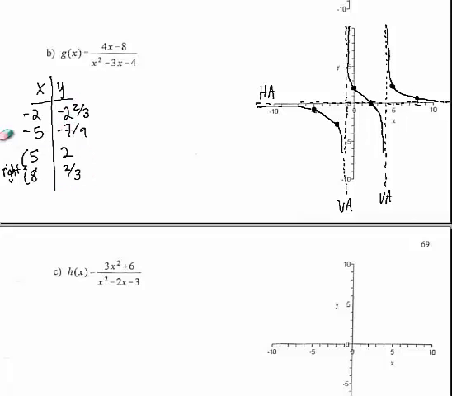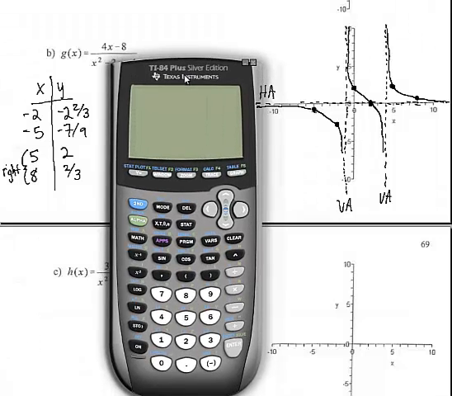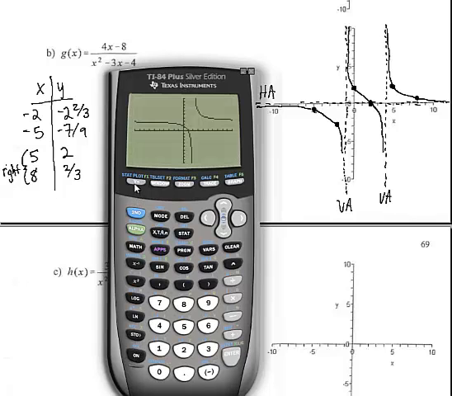I'm not sure if I calculated all these y coordinates correctly. We'll find out here in a second. I'll clear the last one out, and I'll make sure to put the numerator and denominator in parentheses so they don't get mixed up. Minus 3x minus 4, close parentheses, enter, graph.